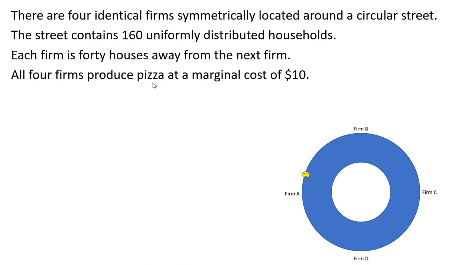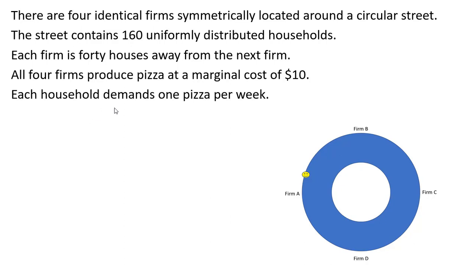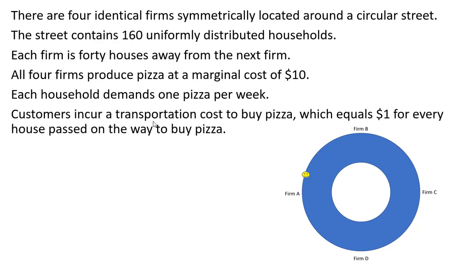All four firms produce pizza at a marginal cost of $10, and each household demands one pizza per week. Customers incur transportation costs to buy pizza, which equals $1 for every house passed on the way to buy pizza. We want to determine the equilibrium price of pizza.